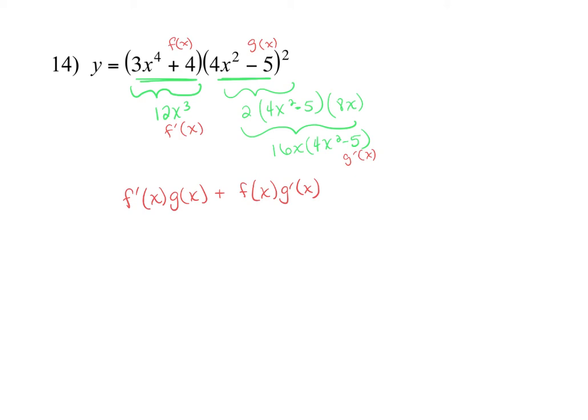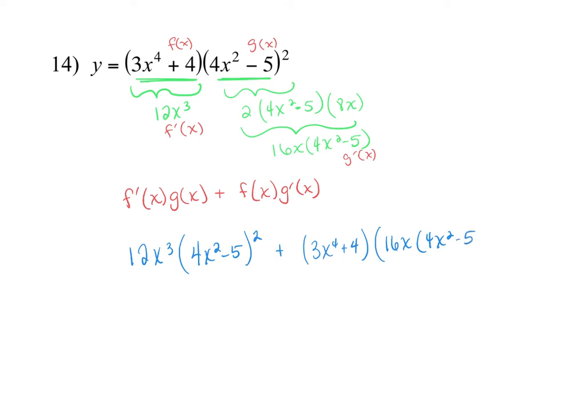So I'm going to do the derivative of the first, that's 12x cubed, times the second, that's (4x squared minus 5) quantity squared. Don't forget that. Plus the first, that's 3x to the fourth plus 4, times the derivative of the second, that is 16x(4x squared minus 5). And you're going to end up simplifying that guy right there because you're going to have to FOIL it. Now for this one, you don't leave it like that.